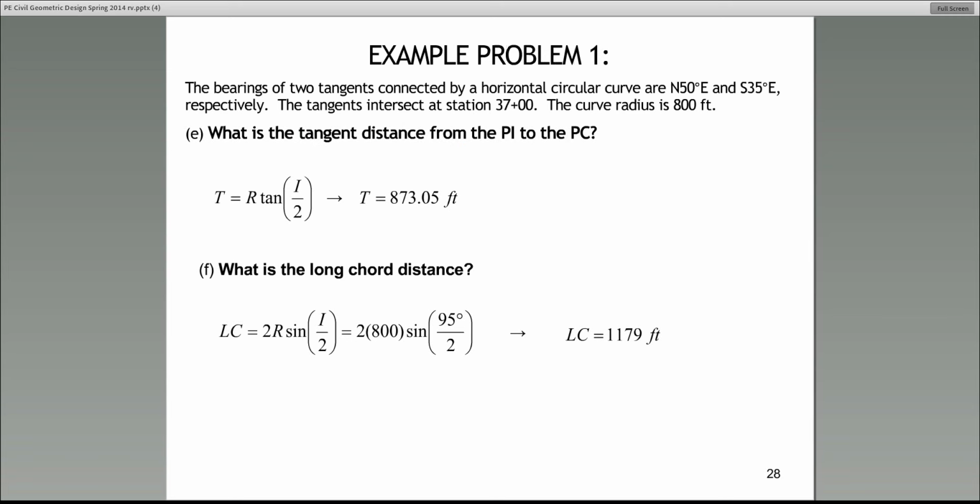Next one. What is the tangent distance from the PI to the PC? Well, this we have already calculated, so this is just what we call T. We had to calculate this for a different part of this problem. What is the long chord? Now, this is where we use the equation for LC, long chord. Go through all of this to make sure that you get the same answer that I have.